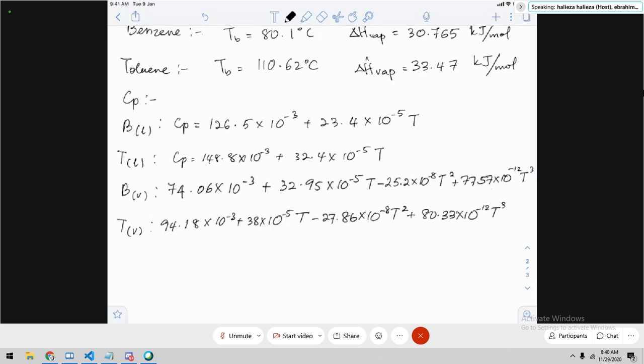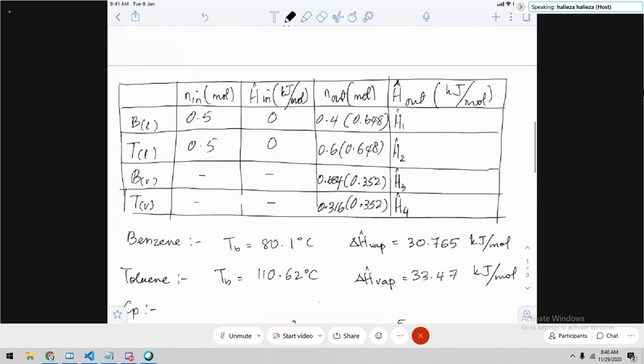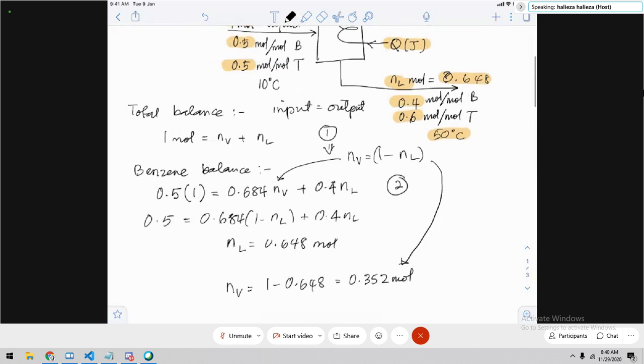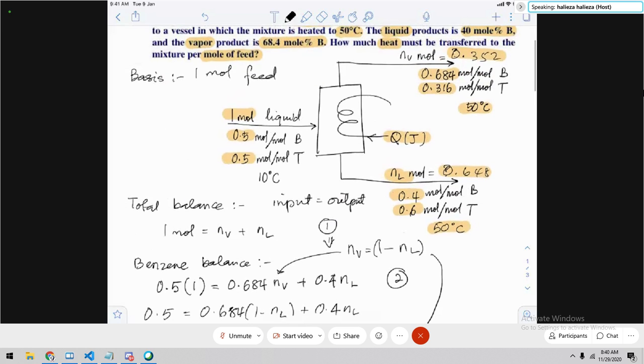Now, let's look at what's happening over here. So look at our block diagram. What we have over here is liquid. We're going to change it to liquid at the bottom phase. So liquid to liquid from 10 degrees C to 50 degrees C. No change of phase. That is just liquid to liquid.